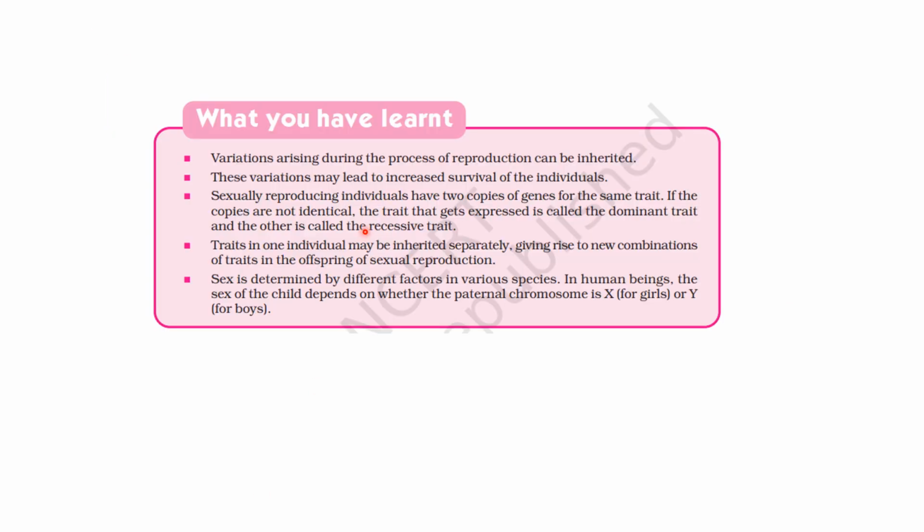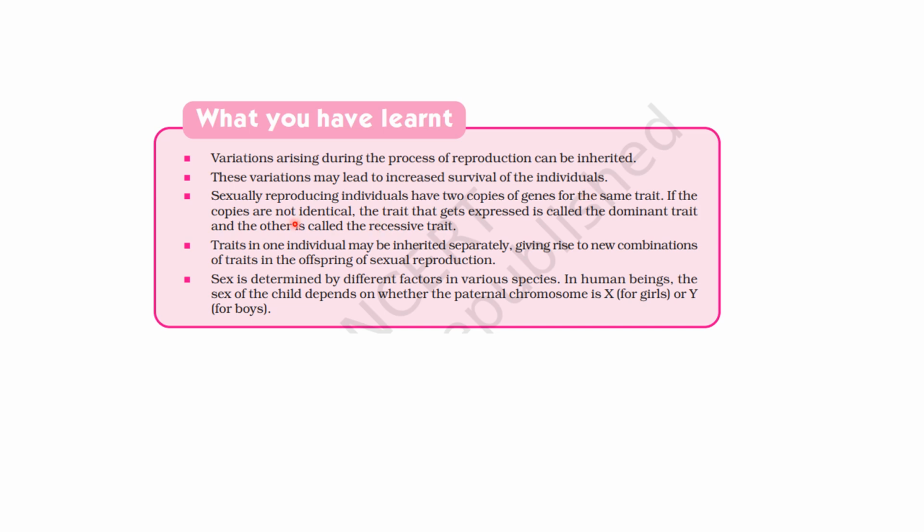So let's see a summary of the chapter. It says variations arising during the process of reproduction can be inherited, right? These variations may lead to increased survival of the individuals. तो ये basically benefit के लिए ही होता है, right?